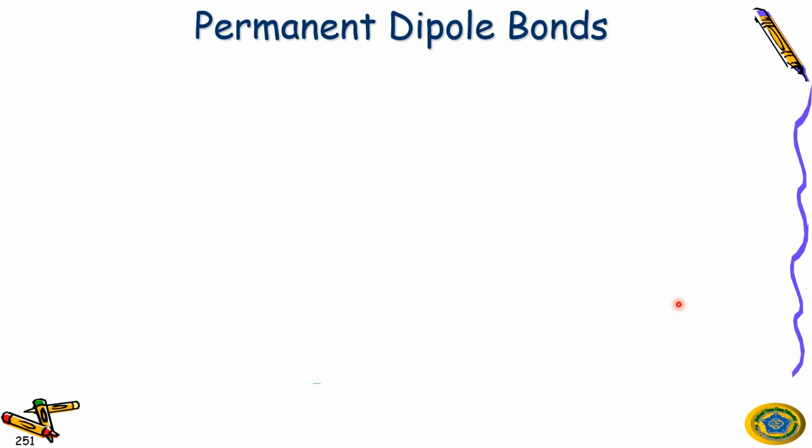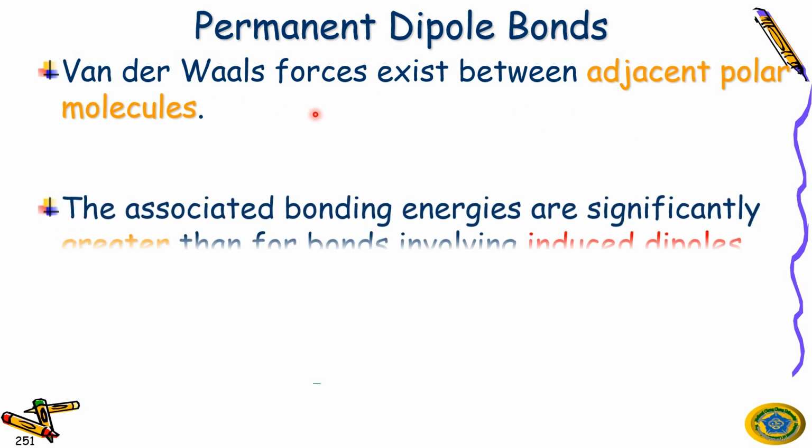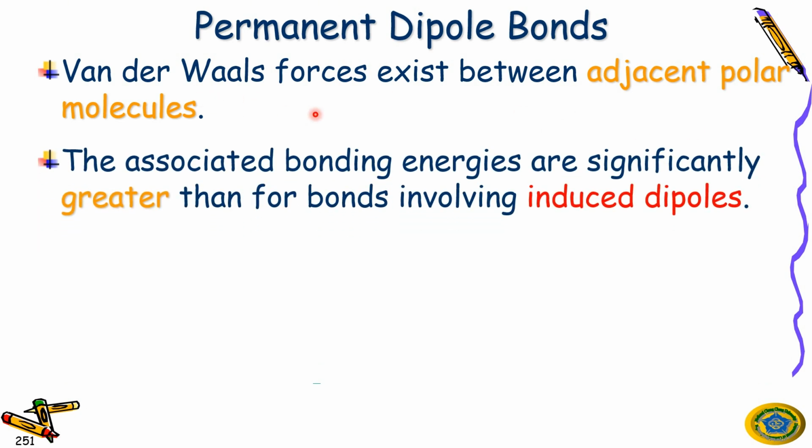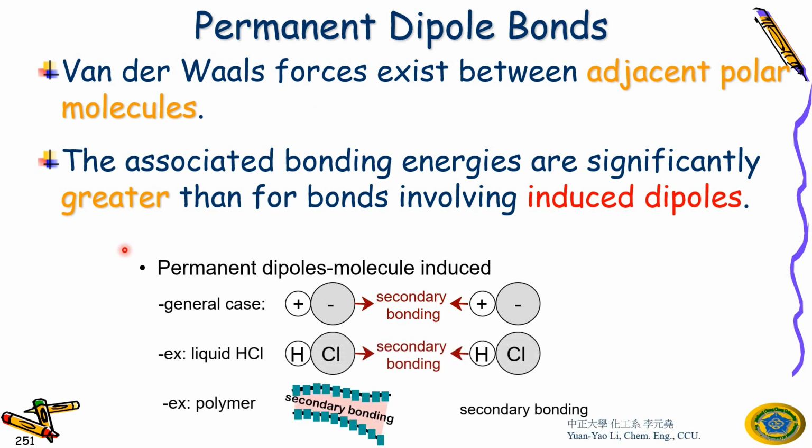Right. So for permanent dipole bonds, van der Waals forces exist between adjacent polar molecules, and the association bond energies are significantly greater than the bonds involved in induced dipoles. Okay? So this is the explanation and this is an example. This is between the molecules, and this is between polymers, long chains. You have a long chain polymer, and then there are interactions between the atoms. Okay?